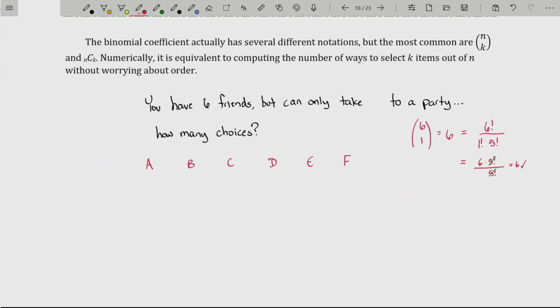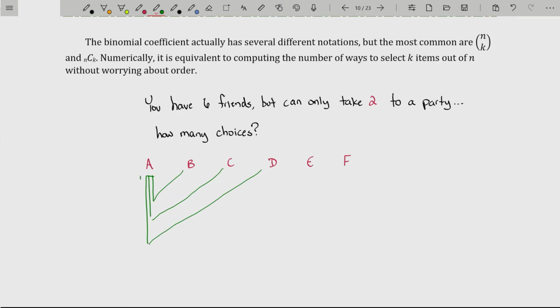What if we change the question and we say we have 2? We have our invite and then we have 2 additional invites. I could take person A and B, or I could take person A and C. So let me show you all these combinations I could take. And order doesn't matter. So taking person A and B is the same thing as taking person B and A. So let's see how many combinations we have. I could take A and B, or A and C, or A and D, or A and E, or A and F. Well, that's 1, 2, 3, 4, 5 choices there.